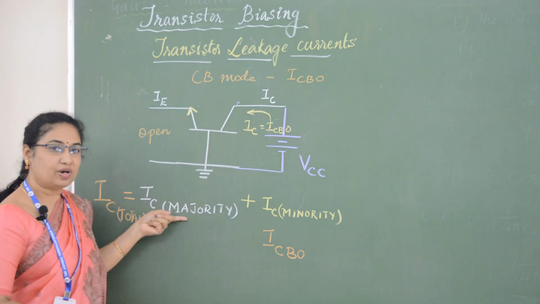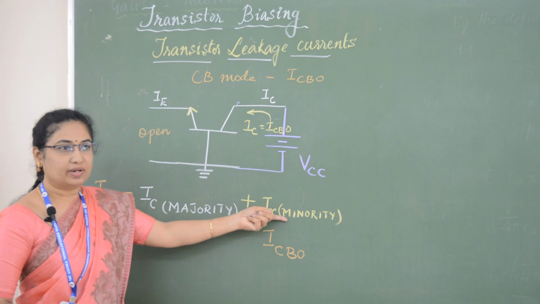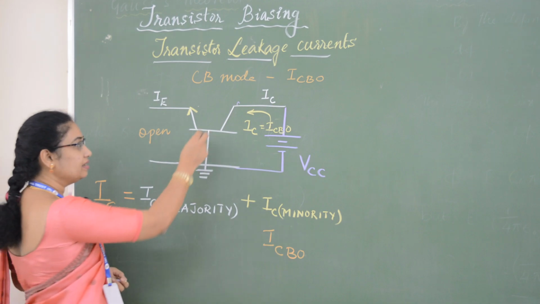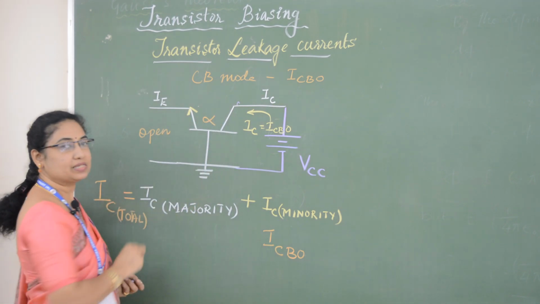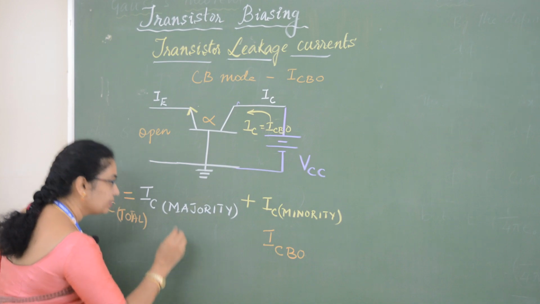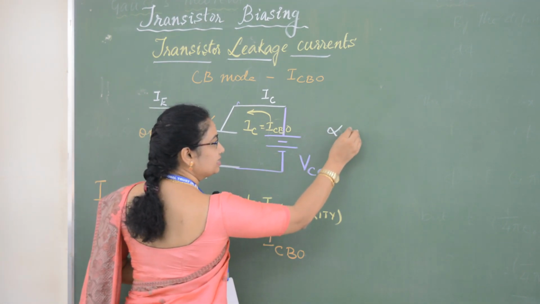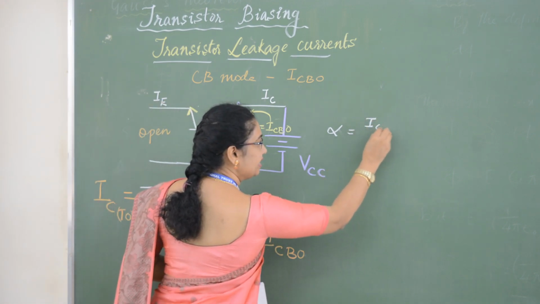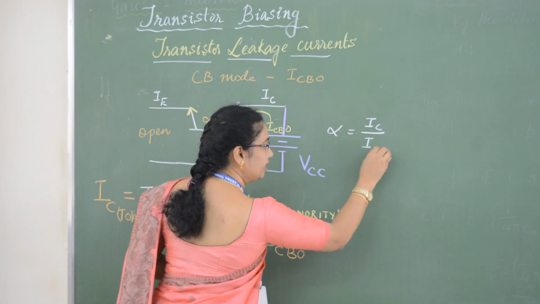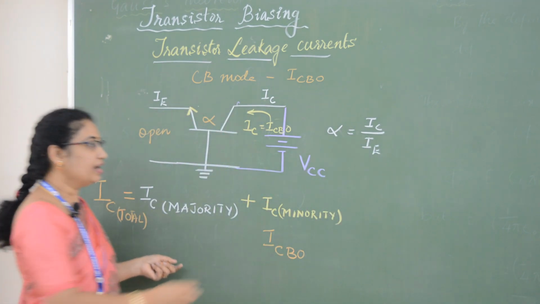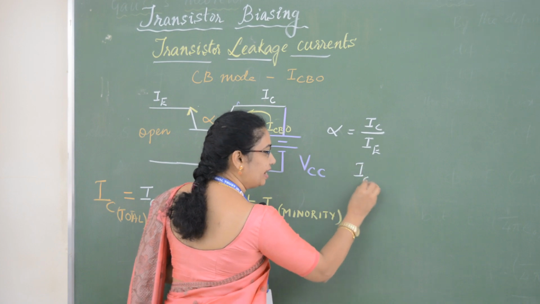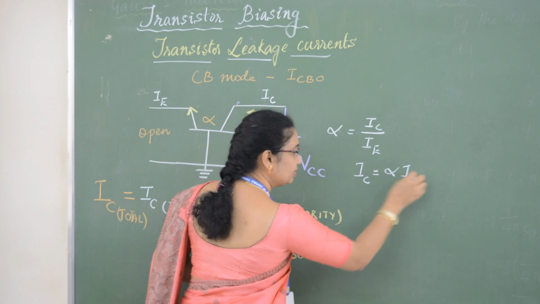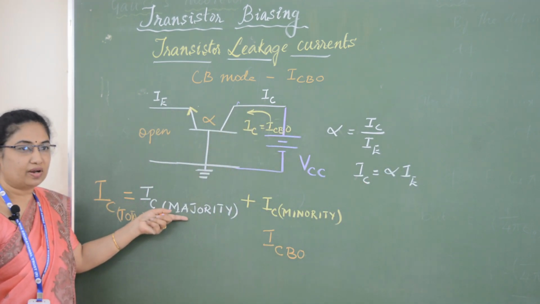So we have IC majority and IC minority. So in IC, the majority charge carrier, if you calculate the gain of the transistor, the current gain of the transistor in common base mode is alpha. So alpha is equal to the ratio of output current to input current. This is IC divided by IE. Or if I want to know what is my collector current, IC would be equal to alpha times IE. So this is the current because of the majority charge carriers.